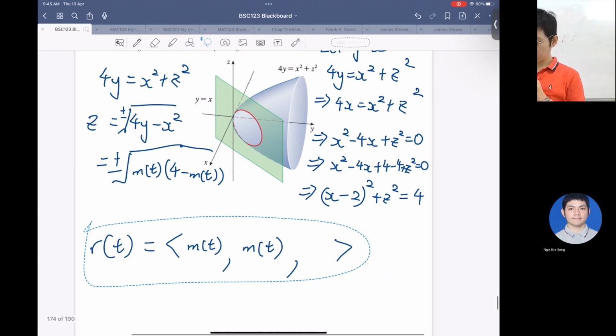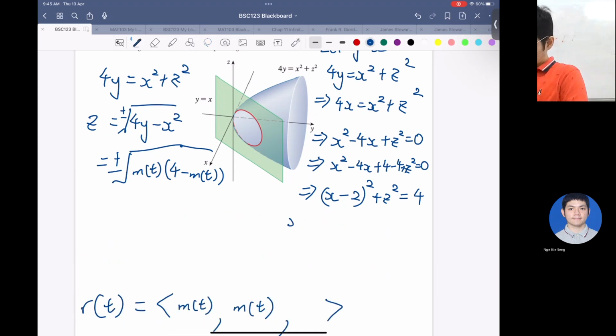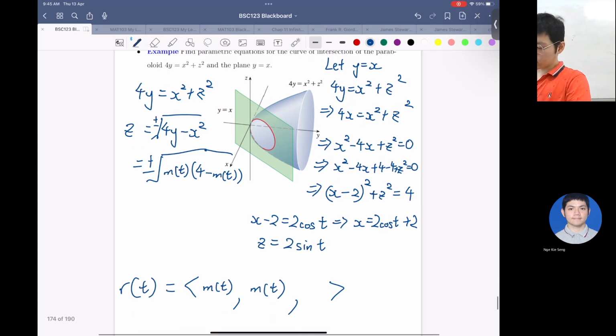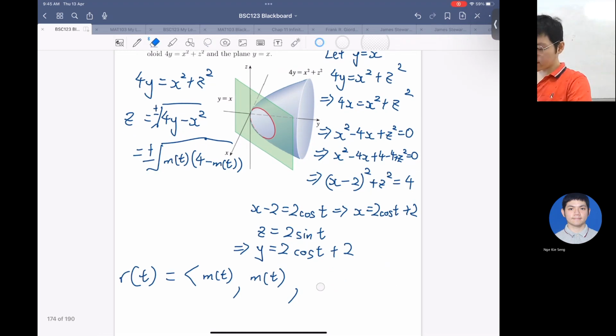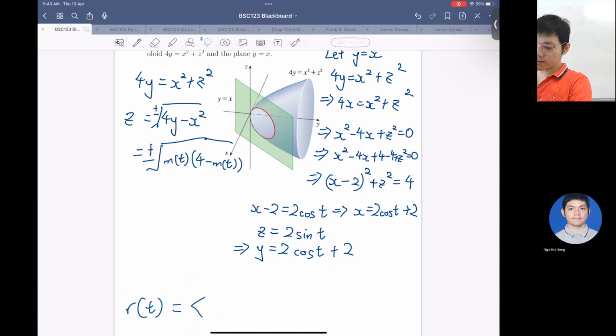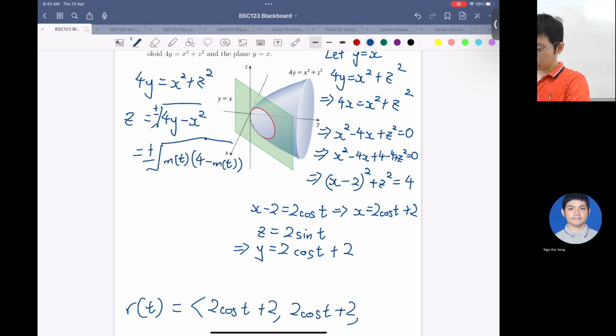In this case, x minus 2 is equal to 2 cos theta, z equals 2 sin theta. Okay, maybe you use t in this case. Which means that our x is 2 cos t plus 2. But we know that y equals x, so this implies that y is also equal to 2 cos t plus 2. So we got x, y, z now. So I put them together. The vector function is 2 cos t plus 2, 2 cos t plus 2, and then 2 sin t.